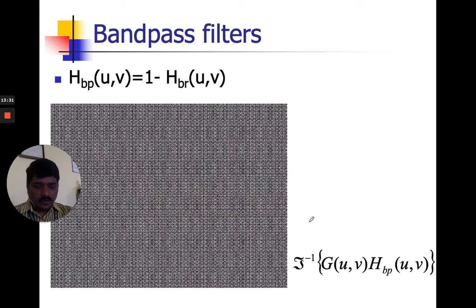Next, moving on, the next part is the band pass filter. Here we can say that the band pass filter performs the opposite operation of the band reject filter. That is given as H BP of u comma v equals 1 minus H BR of u comma v. Here P represents pass filter, R represents reject filter.